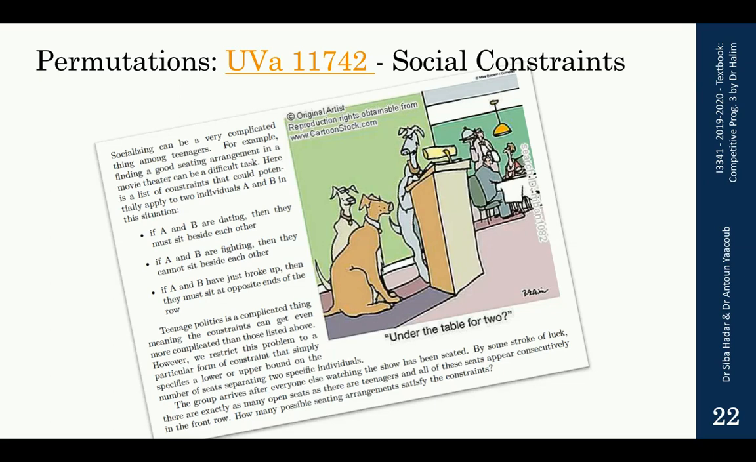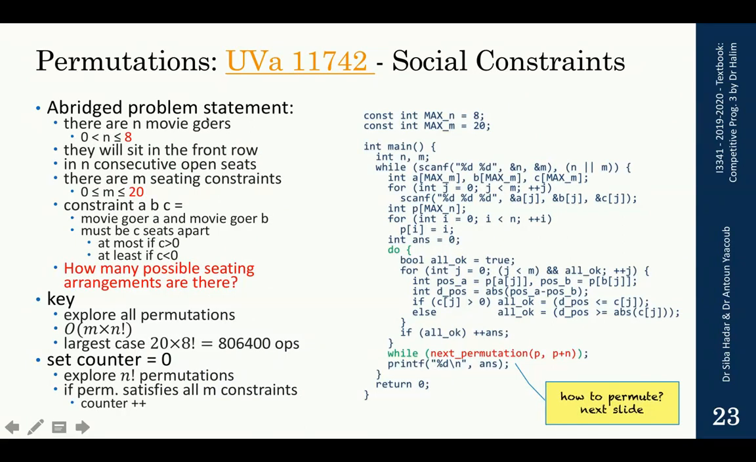Another complete search iterative problem is the problem of permutations. We consider UVA 11742, called Social Constraints, and it talks about placing people on seats with certain constraints. Some people don't want to sit beside others, and on the opposite hand, some people want to sit near others. The abridged problem statement is that there are n moviegoers, given n less than 8, and they will sit in the front row, in consecutive seats.